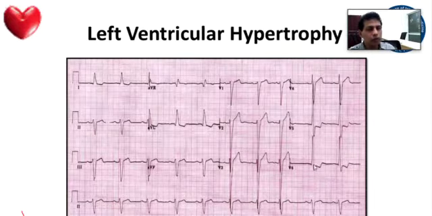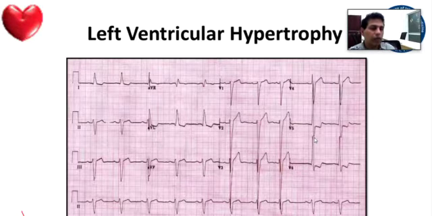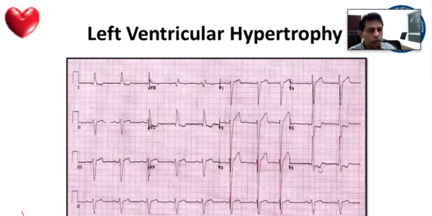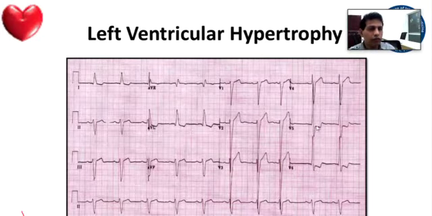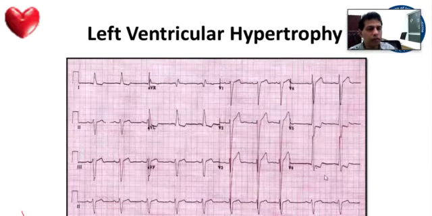Together with the tall R waves, you also see this downsloping ST segment depression, as you can see in V5 and V6. This downsloping ST segment depression is due to ventricular strain.